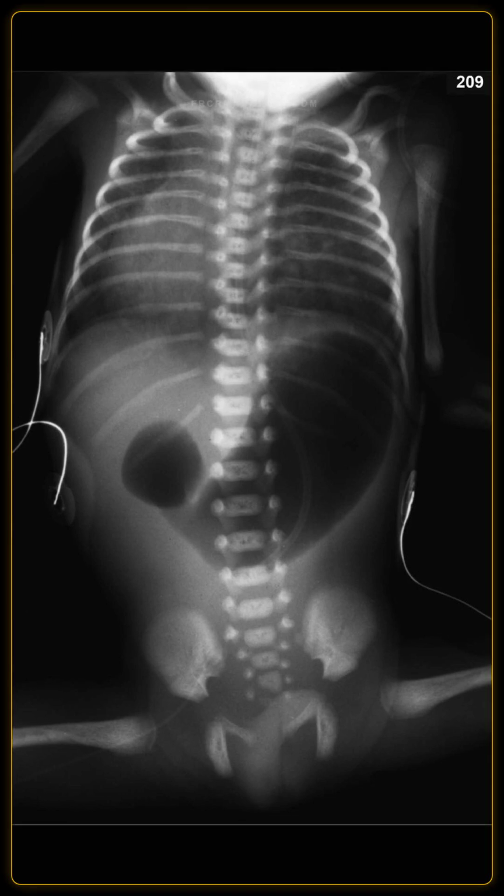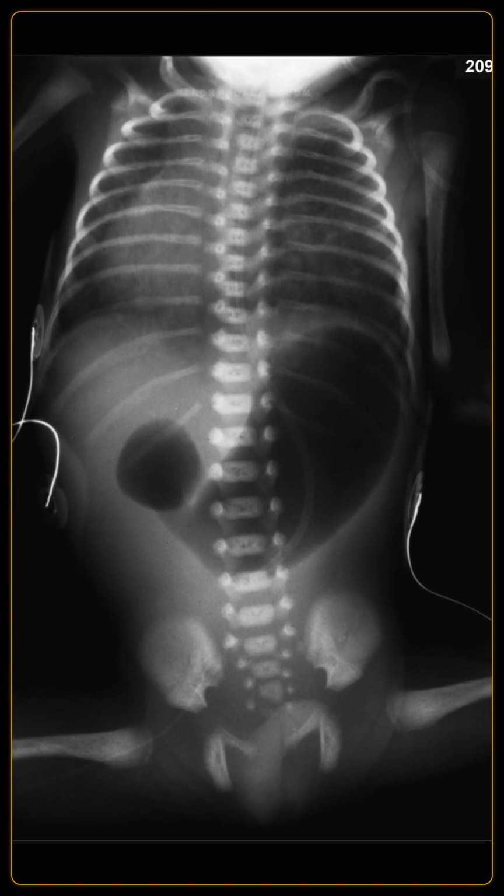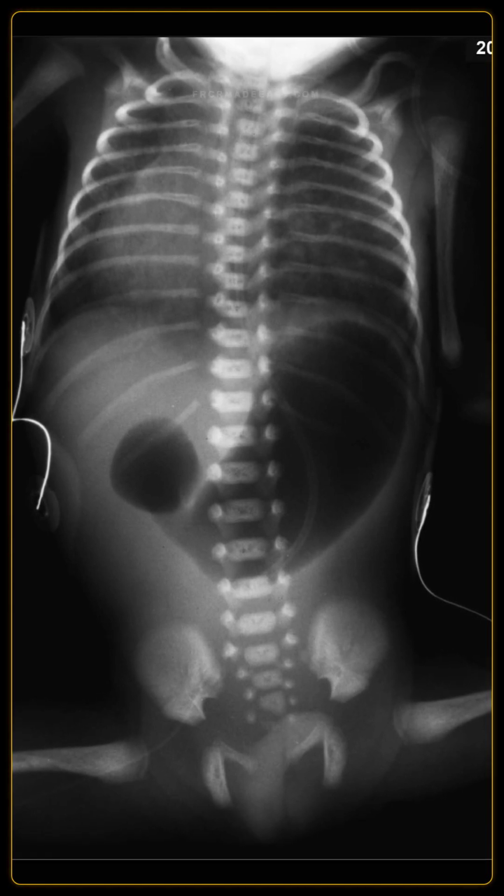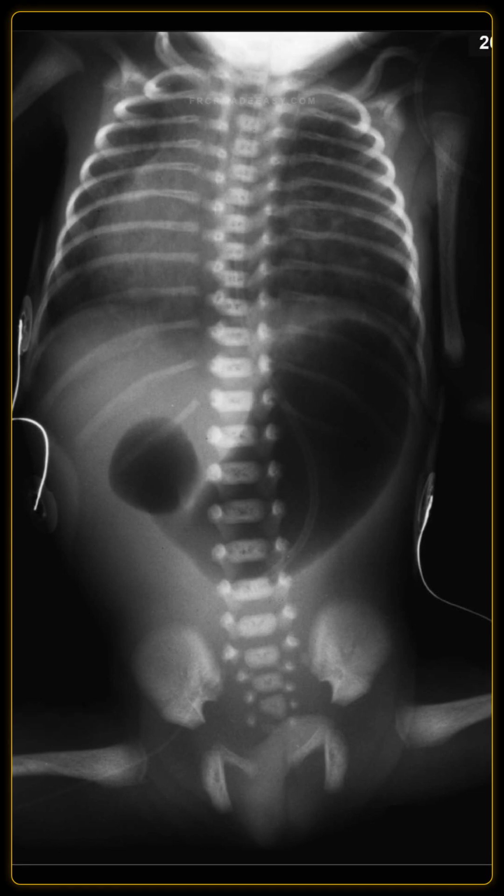A newborn infant presents with bilious vomiting and epigastric distension within the first 24 hours of birth. I am showing you the initial abdominal radiograph. Describe the findings.